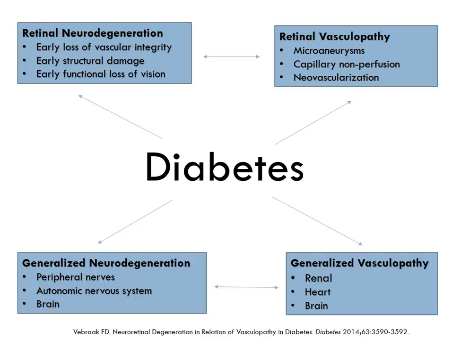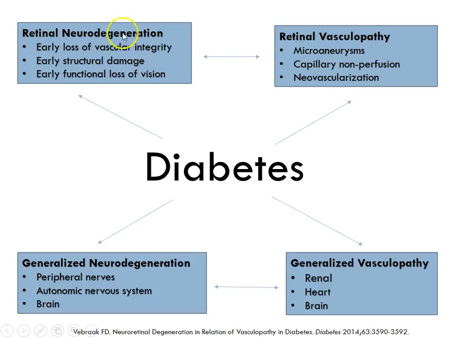You can see, especially with red free filters and other exam techniques, capillary non-perfusion. You can see neovascularization in the retina pretty easily with an ophthalmoscope or with white light fundus photography. This box up here, this retinal vasculopathy, that's what we're calling diabetic retinopathy right now.